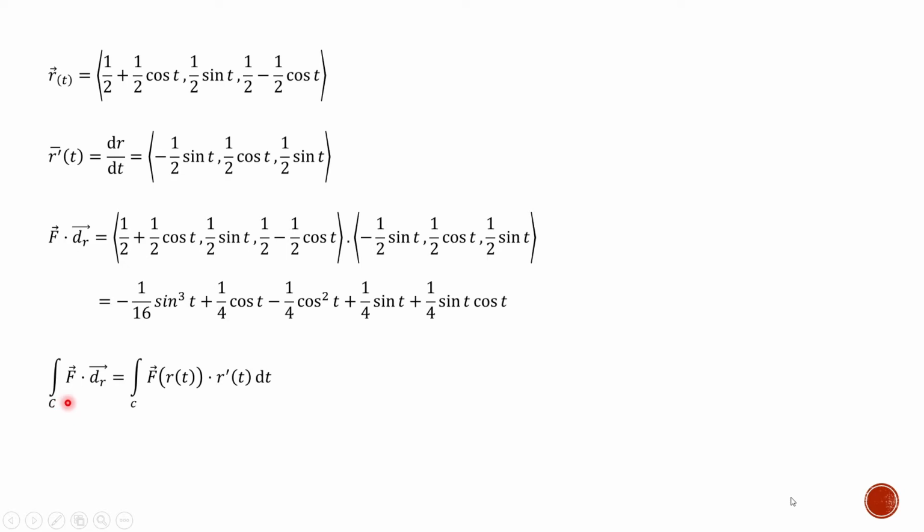So the formula is the integral of F dot dr equals the integral of F(r(t)) dot r'(t) dt, which we get from this. So we have to insert this solution into the formula to calculate the work done. So we integrate from 0 to 2π of −1/16 sin cubed t + 1/4 cos t − 1/4 cos squared t + 1/4 sin t + 1/4 sin t cos t.